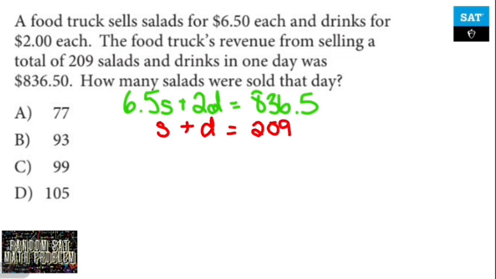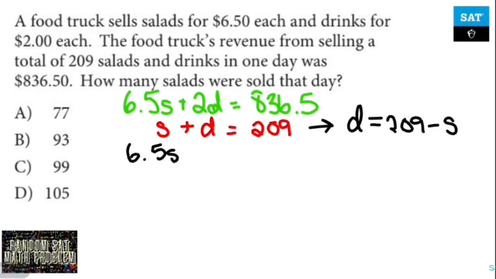So if I take this bottom equation, subtract out S, I now have D equals 209 minus S. I take that equation and I pop it into the top equation. So 6.5S plus 2, I'm going to replace the D with what I found here, 209, so parentheses, 209 minus S. Make sure your S's don't look like 5s because mine often do. Close the parentheses, equals 836.5.